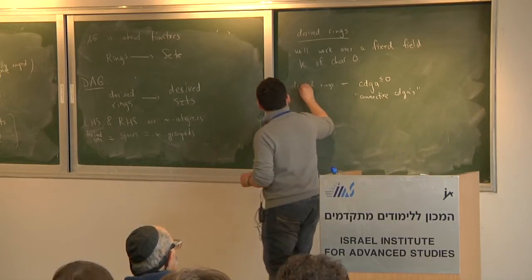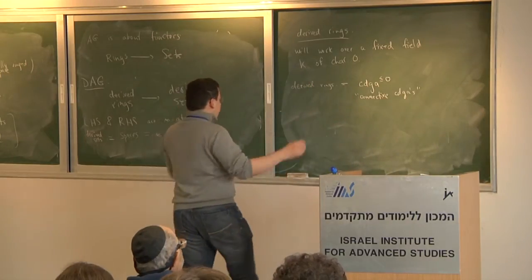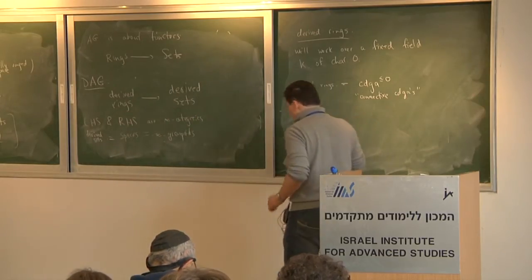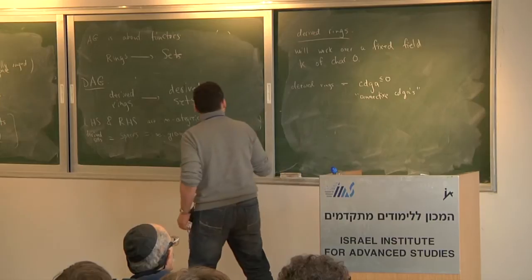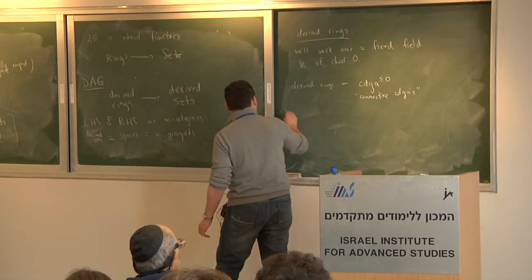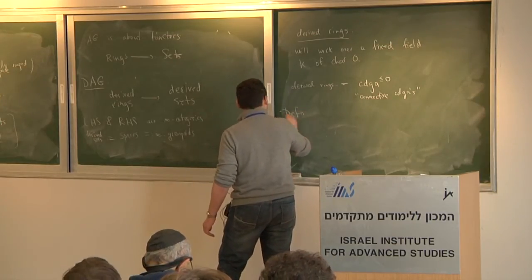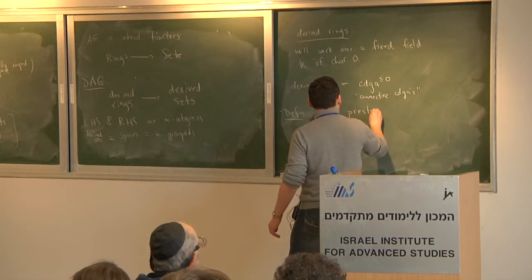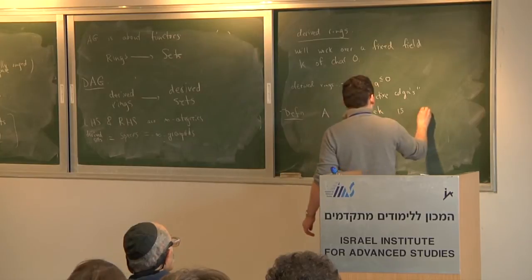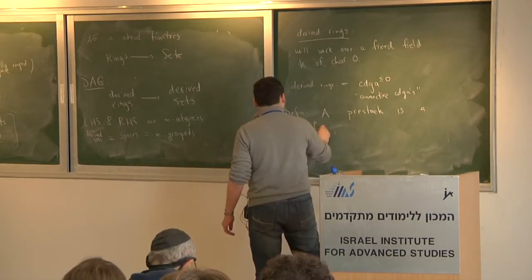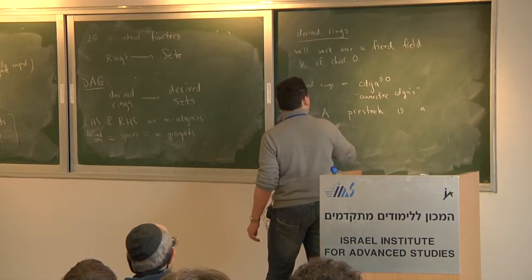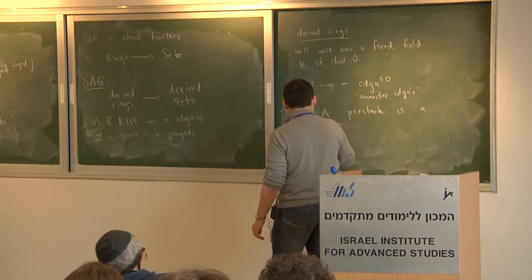And then a functor will be a functor of infinity categories. So I guess definition, a prestack. This is just a functor from, I don't know, derived rings.